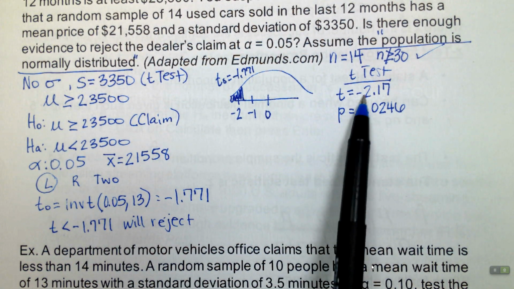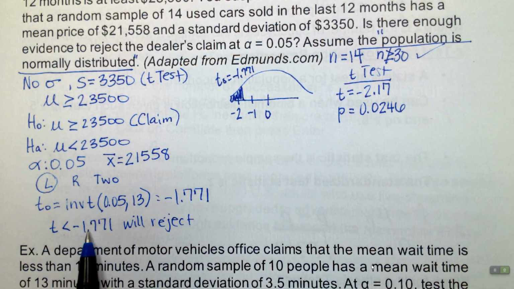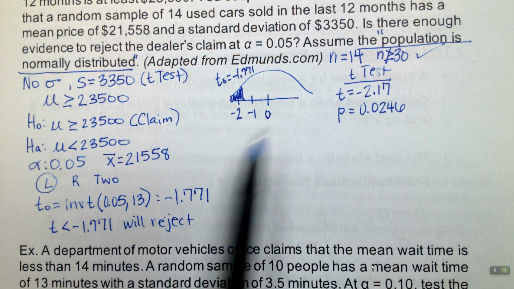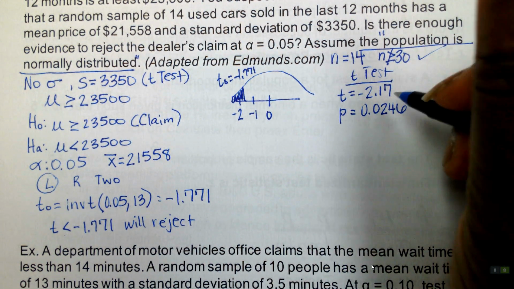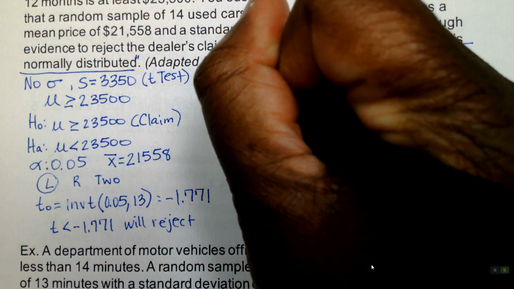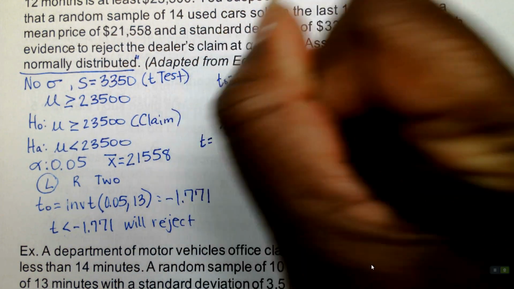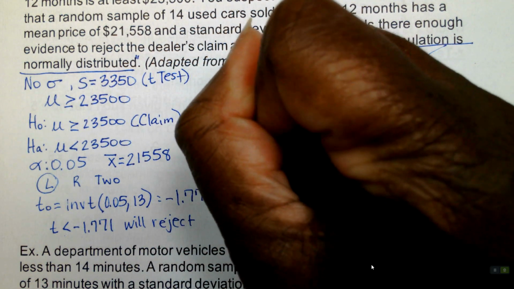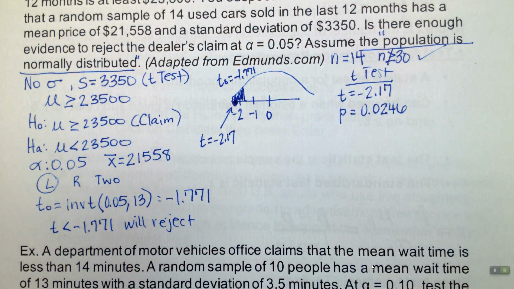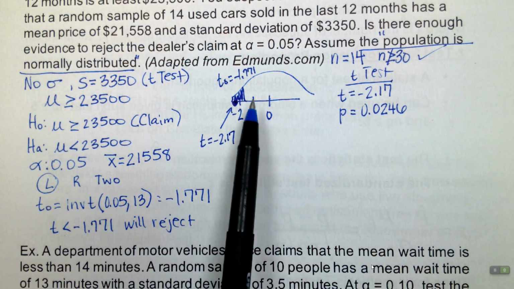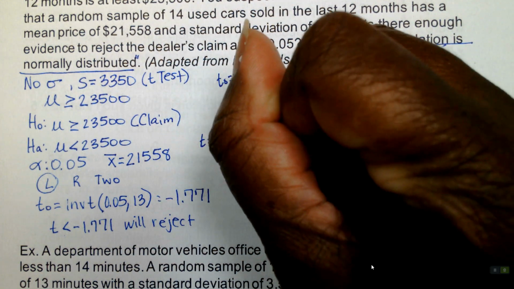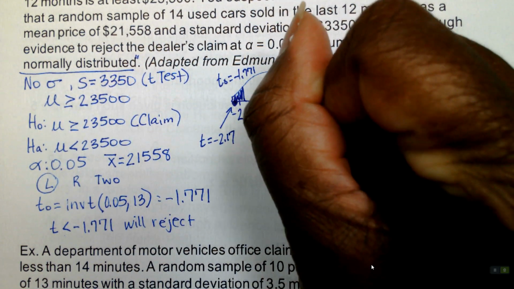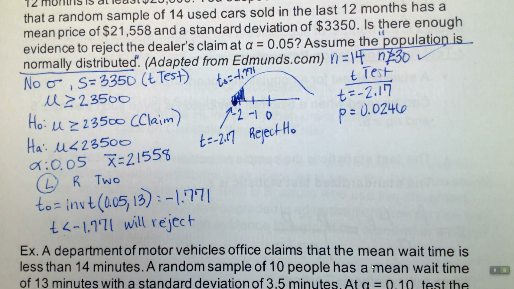So this T is less than our T naught, so we'll reject if you're just using the logic of is this going to be less than, and it is less than. If you need to graph it, our T is about right here, if you wanted to use the T in the graph. So this is in the shaded region, so we are going to reject H0. So again, it's less than our T naught.